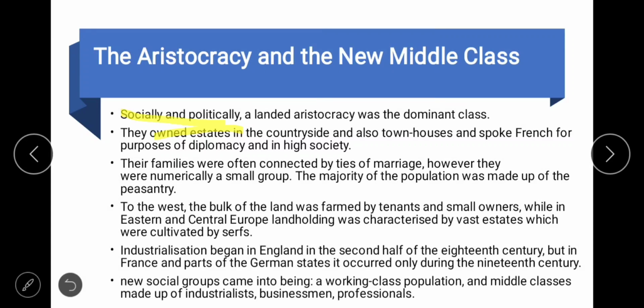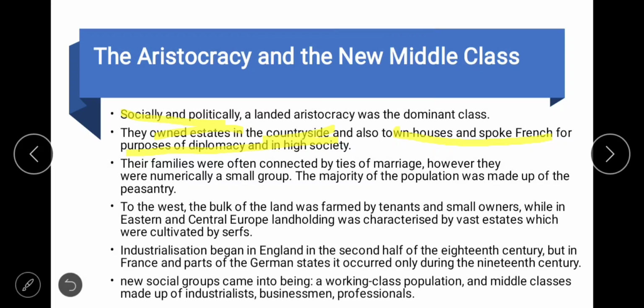They owned townhouses and estates in the countryside, and they often spoke French for the purpose of diplomacy and in high society. However, they were numerically a small group, though they were the dominant class and owned many estates. So, what was the rest? The majority were peasants, the peasantry.